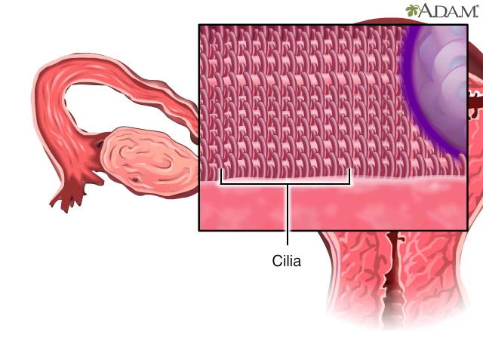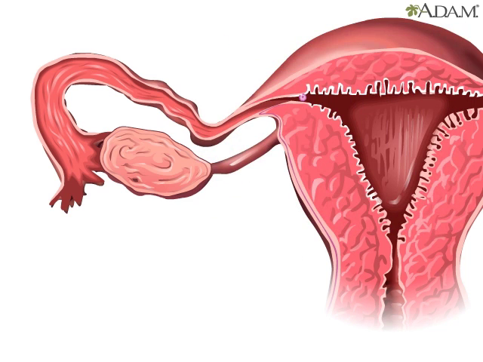Zoom back out to the cross-section of the fallopian tube and uterus. The blastocyst, though only the size of a pinhead, is actually composed of hundreds of cells. Zoom back out to once again see the blastocyst traveling through the fallopian tube toward the uterus. The blastocyst enters the uterus.